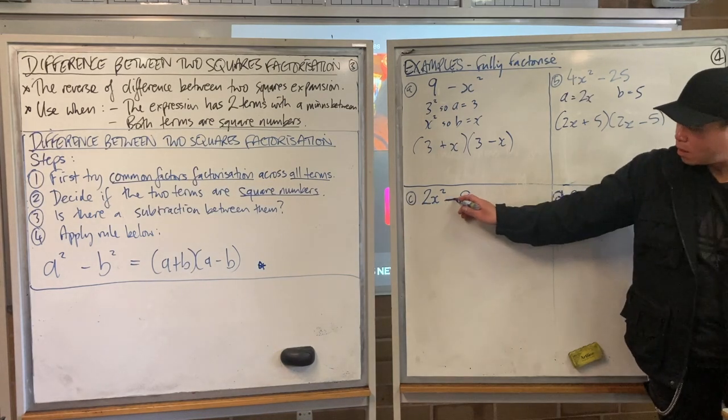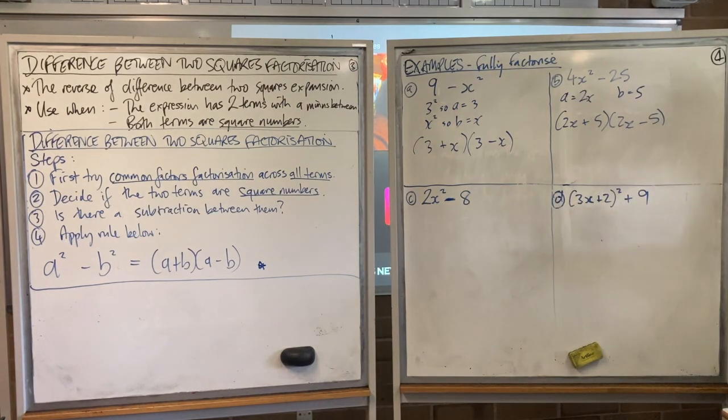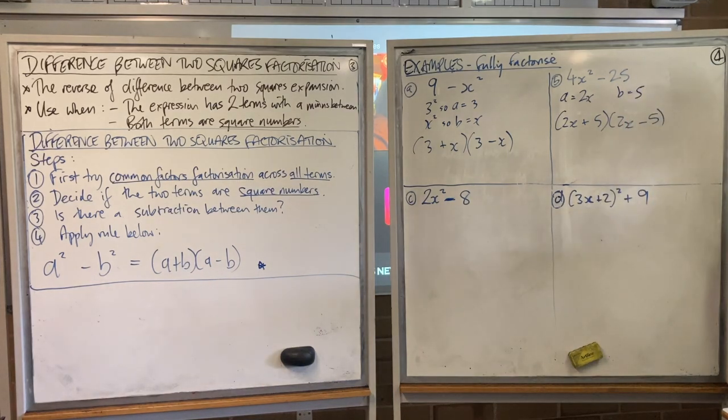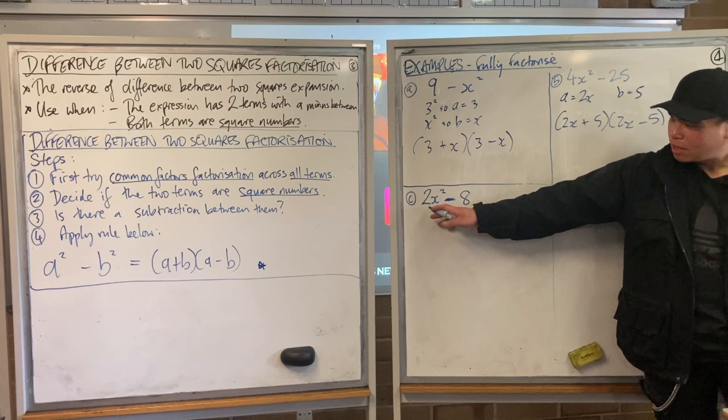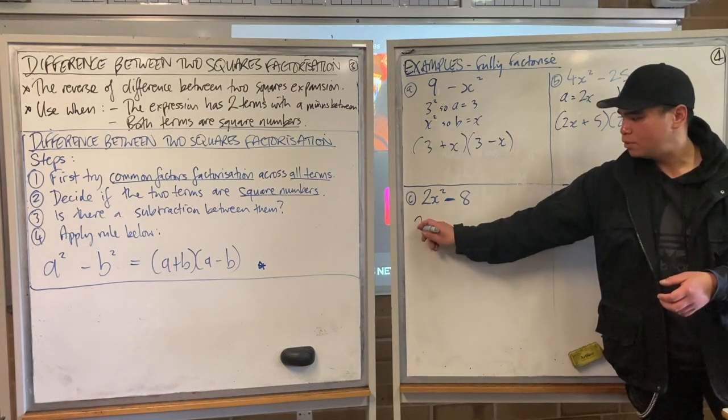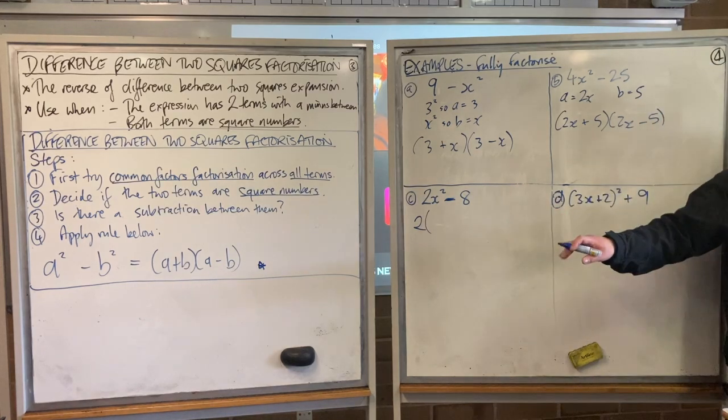This one here. 2x squared take 8. Is 2x squared a square number? Is there anything I can times by itself to get 2? The only way I can get 2 is 1 times by 2. Is there anything I can times by itself to get 8? No. 2 and 4, 1 and 8. So maybe we need to common factors like you were just practicing before. Is there a common factor in 2x squared and 8? Is there a number that goes into both 2x squared and 8? 2.